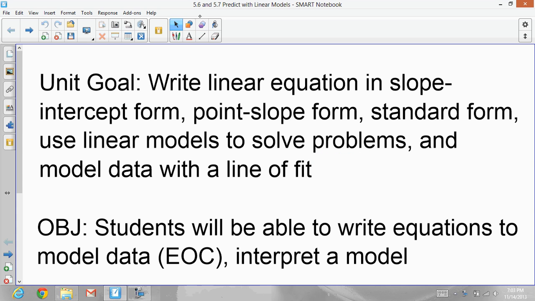Today you will learn how to write an equation to model the data and interpret a model. And this is an EOC question. So make sure that you write the word EOC and write today's date and write 5.6 and 5.7 and the title Predict the Linear Models. I am combining 5.6 and 5.7 together in one video.